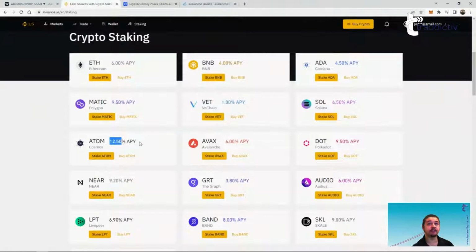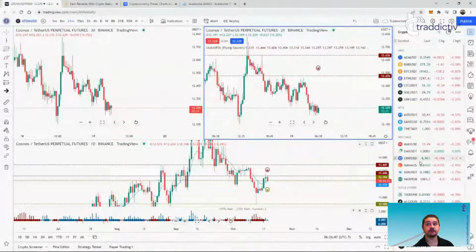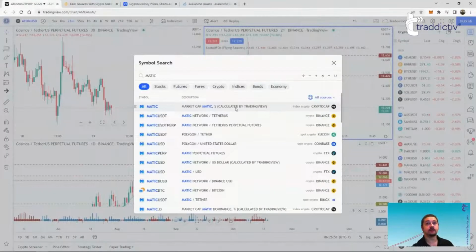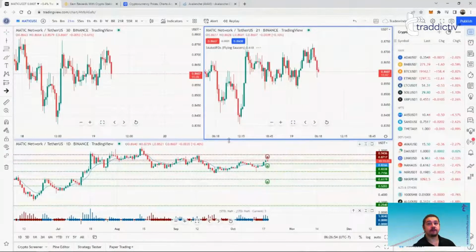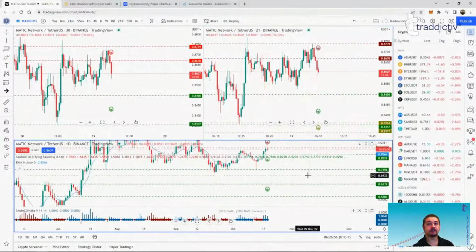Now in the 9, and there's no 10%, so in the 9% we have Matic, we have Polkadot, we have Scale, and we have Near. So we have a couple of candidates in the 9% area. So let's go ahead and start with Matic, Polkadot, and then we'll look at Near and Scale. All right, so we have Matic. All right, there is Matic.